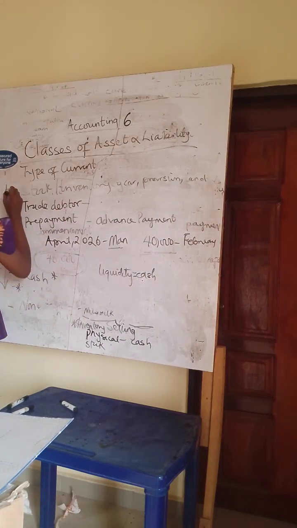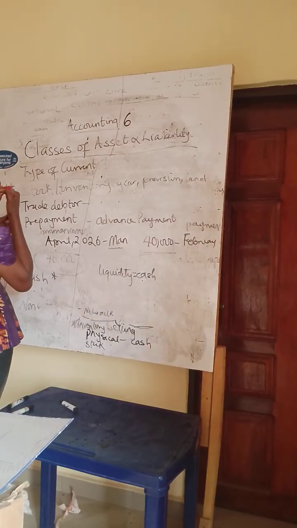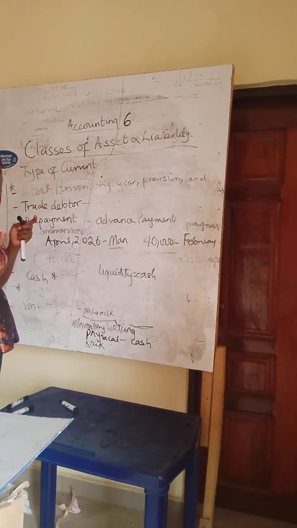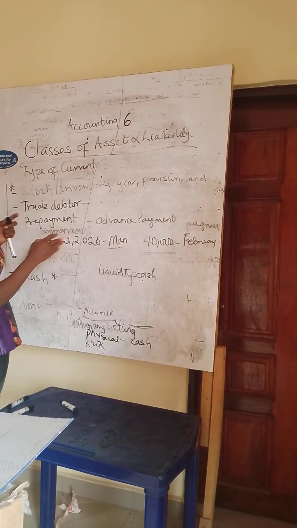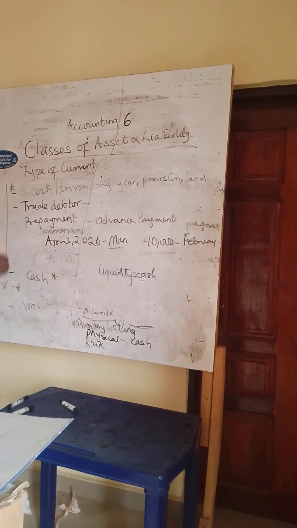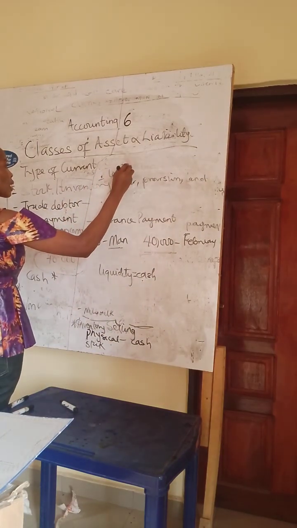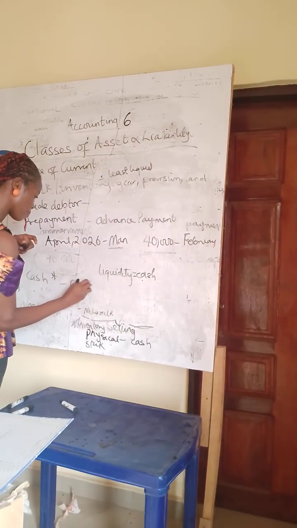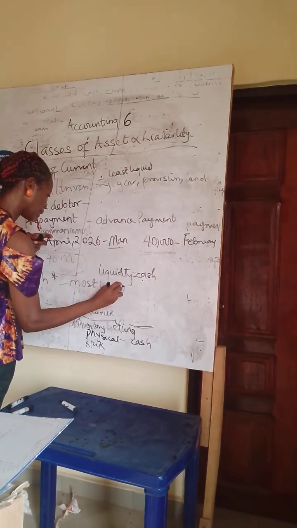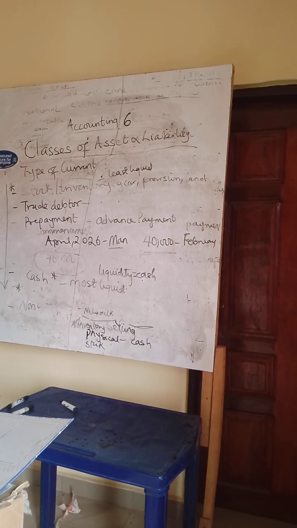The least liquid is stock, because if you're going to sell stock, it will take you a while to sell your inventory. You would have to advertise it and talk to people, depending on the kind of business you're doing. Some businesses might convert into cash quickly, but in accounting, this is the flow of liquidity. This is the least liquid and this is the most liquid. When I say liquid, I mean converted into cash. So this is what we have for current assets.